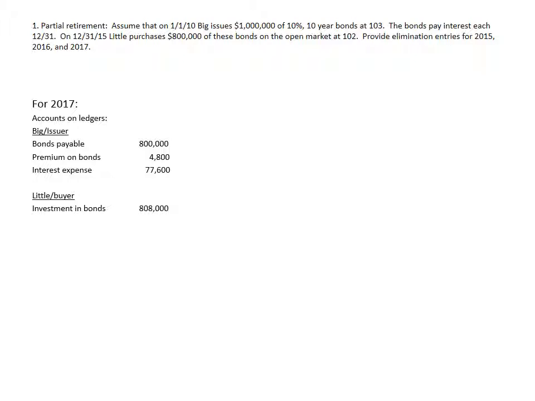On Little, the buyer's books, their investment in bonds has dropped by another $4,000. Again, it was initially $816, then it was $812, now it's $808. And their interest revenue is $76,000 even.